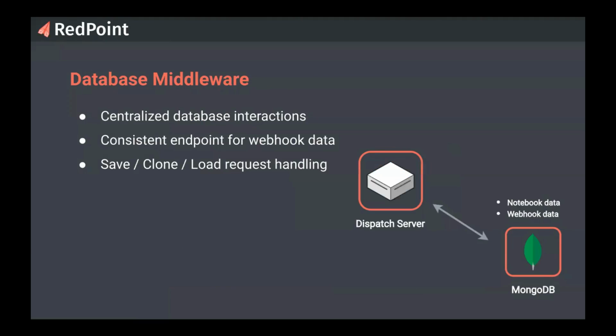And then the final function of the dispatch server is to serve as database middleware. For security reasons, we don't want to have each of those application containers communicating with their database directly. So instead, they talk to the dispatch server, which then does the work of communicating with MongoDB. The dispatch server also stands up as an endpoint for our webhook data, so that it can always receive that data and do the work of storing it in the correct notebook's document in Mongo. And then finally, the clients send all of their save, clone, and load requests to the dispatch server, which then handles all the Mongo interactions.